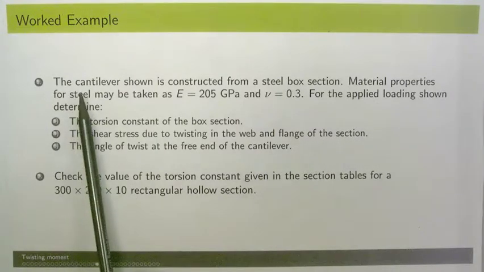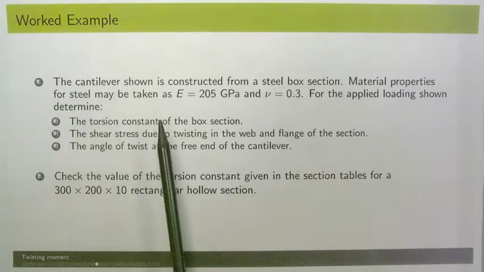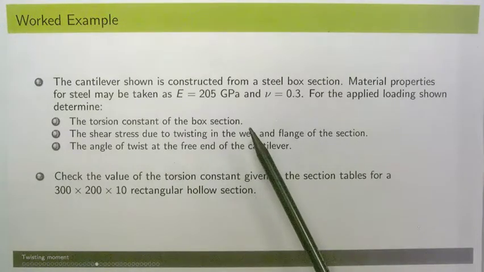It's worth noting that all that cantilever really means in this situation is that we have a fixed boundary condition at one end, so that will prevent any translation and any rotation, and then we'll see that we actually just have a loading in the form of a twisting moment acting at the free end.